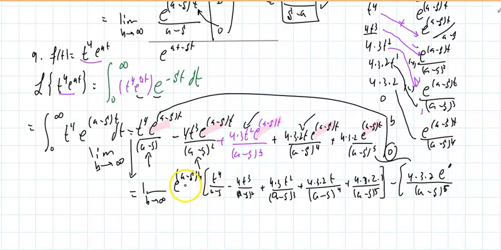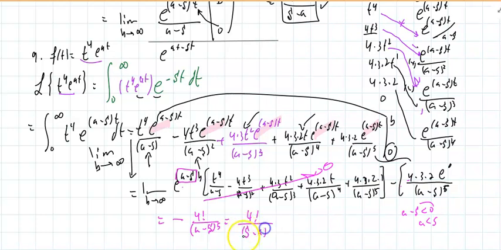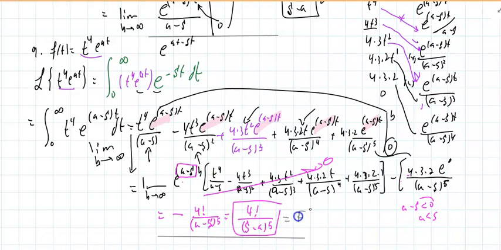Now we know exponential dominates. This exponential will make all of those 0, provided this is negative, provided a minus s is less than 0, or s is greater than a. Then all of those will be 0. I would be left with negative 4 times 3 times 2, that's 4 factorial, over (a minus s) to the fifth. If I distribute the negative in, that is (s minus a) to the fifth. So this is all the work that we have to do. This is really what F of s is, by the way.